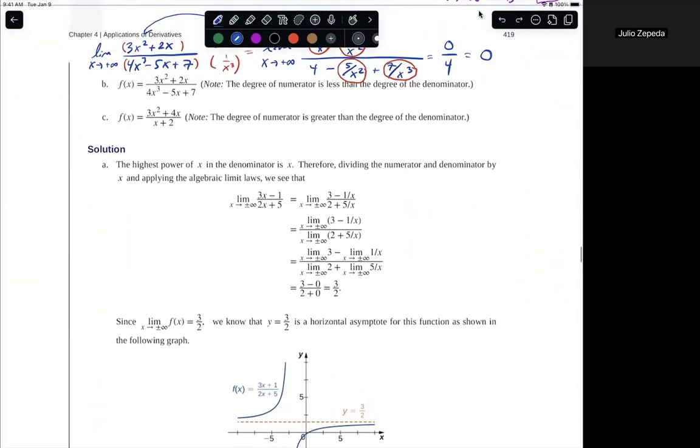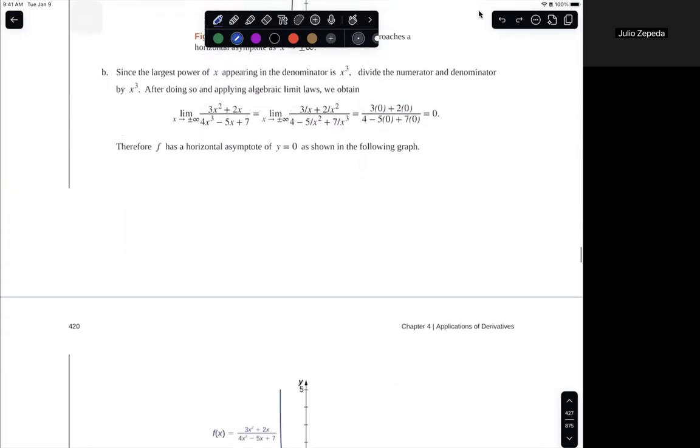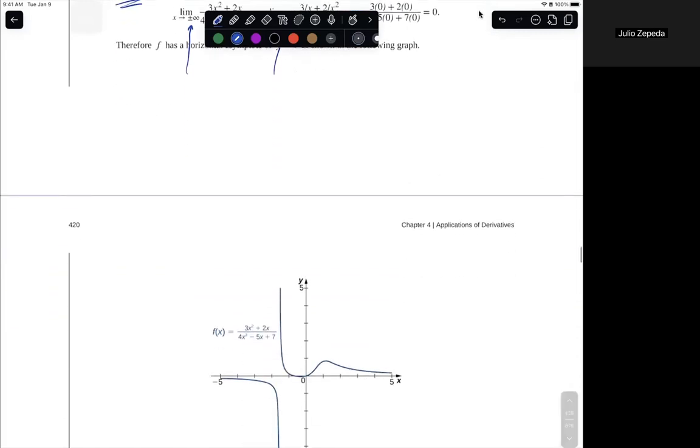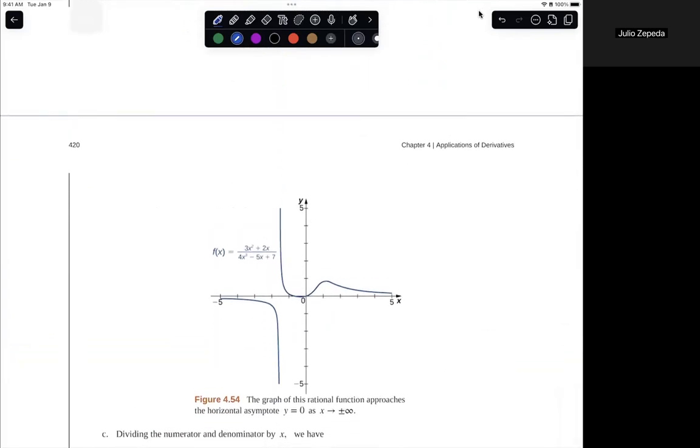For part B, we only did the limit as x approaches positive infinity, but the negative infinity is going to be done in a very similar way. Again, they do it all at once. They divide the numerator and denominator by x cubed. That's what we did. So there is the behavior as x goes to positive or negative infinity.